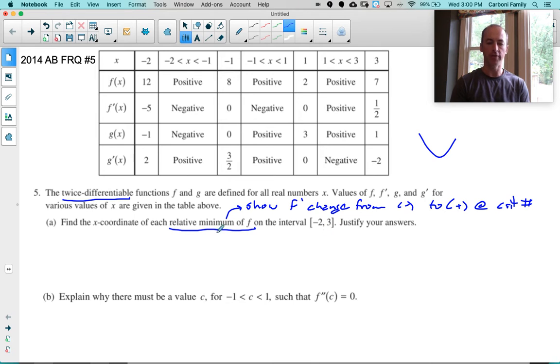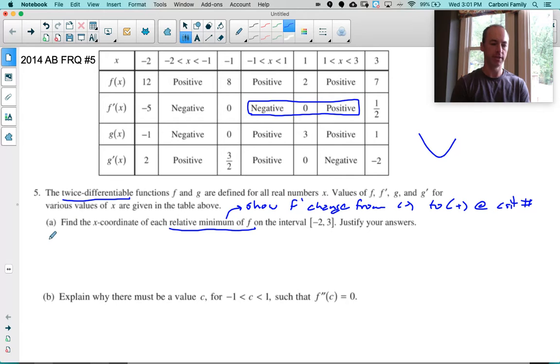And so we are looking for any places first where we have a critical number from -2 to 3. And so f prime equals 0 twice on that interval. Happens once at -1, happens again at +1. And then I am now looking for a place where f prime changes from negative to positive, and that happens only here. At x equals 1, the value of f prime is 0, therefore it's a critical number, and the derivative changes from negative to positive.